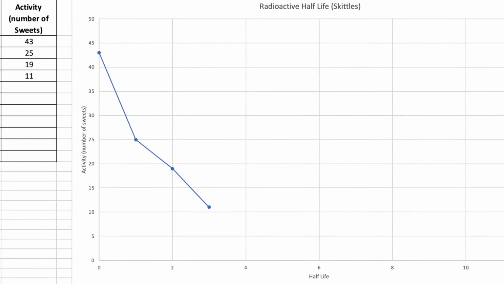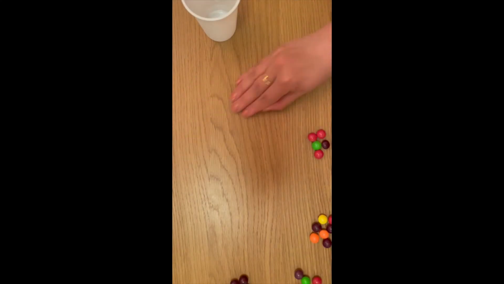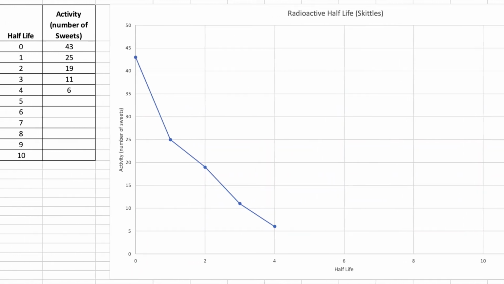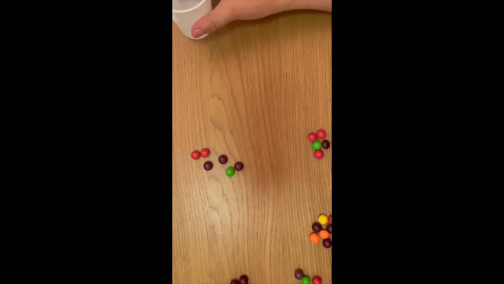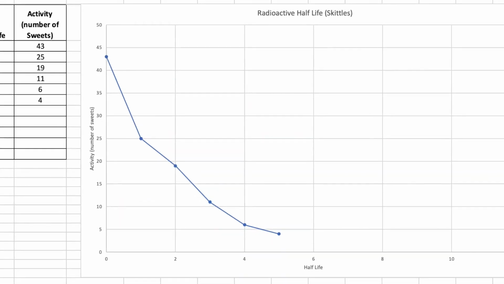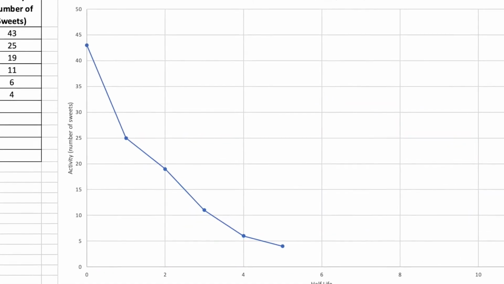At the end of that third half-life, we've got 11 active Skittles remaining, and you can see our graph is starting to take shape. So we'll go ahead and complete our fourth half-life now, and we've got 6 remaining. Here's our fifth half-life. And at the end of that, we've got 4 remaining. So you can now see that our graph is starting to tail off, and you can see that there's a nice exponential curve forming.